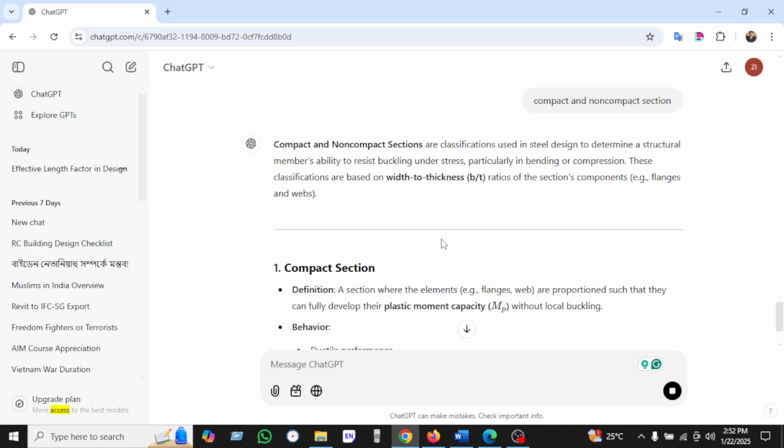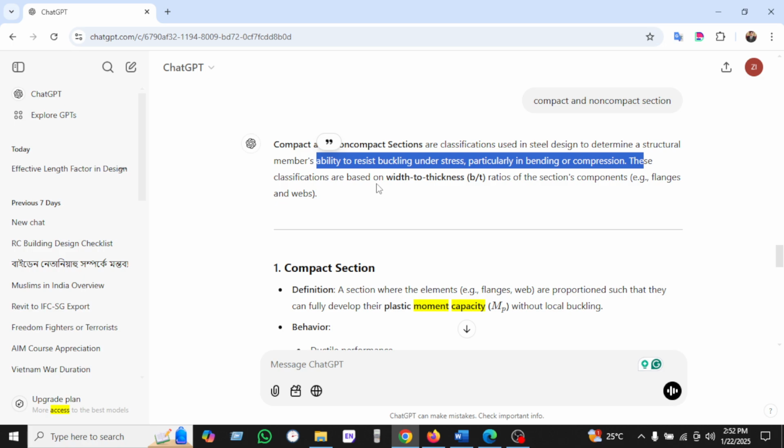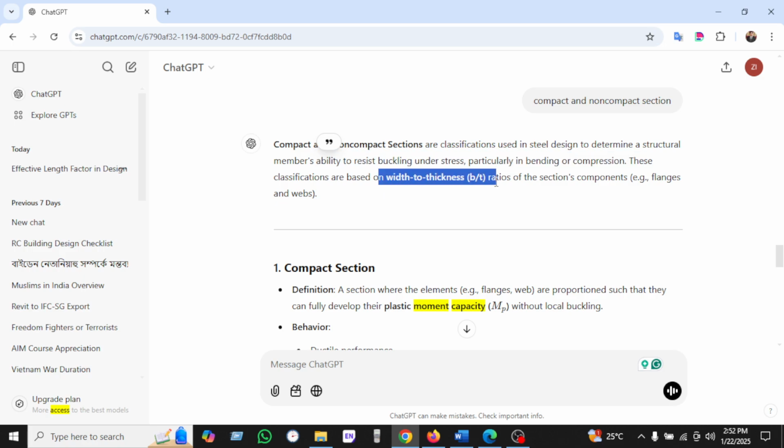So we are seeing here the compact and non-compact sections, as I'm just using ChatGPT. The compact and non-compact sections are classifications used to determine the structural member's ability to resist buckling under stress. These are the classifications of the width-to-thickness ratio of the section.